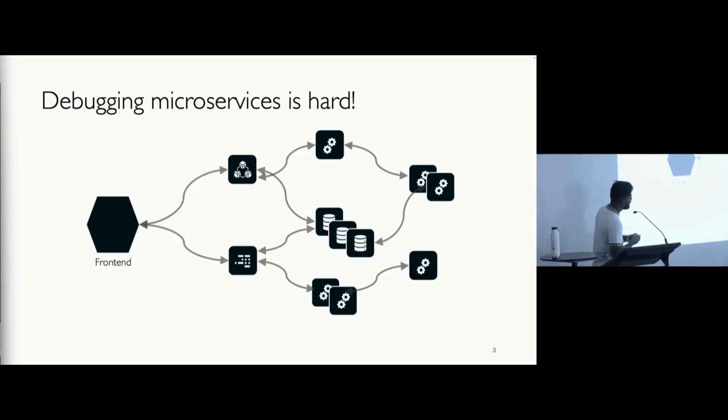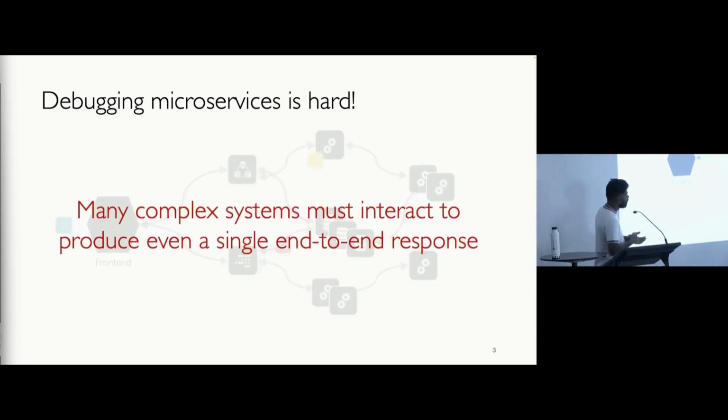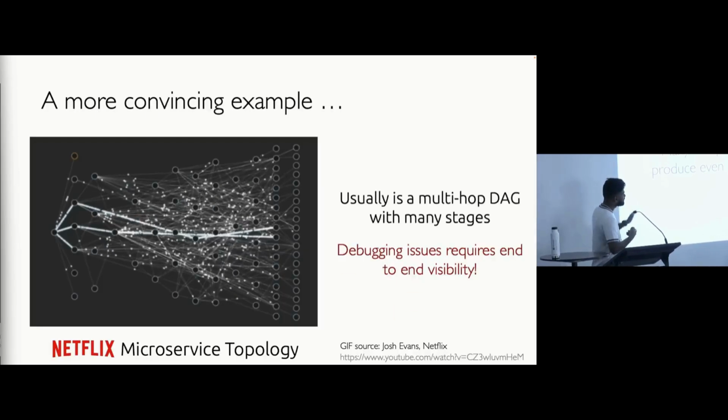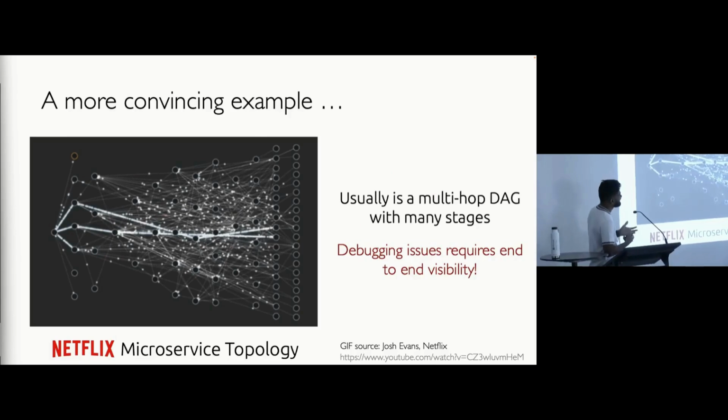Imagine you have a microservice-style system as shown here, where you have a bunch of requests that you want to service. Typically, these requests follow a very convoluted path through the microservices in order to get service. This is usually a nightmare from the point of view of observability, fundamentally because many complex systems must interact to produce even a single end-to-end response. This might seem trivial, but let me show you a more convincing example. This is the Netflix microservice topology, and as you can see, it's usually a multi-hop DAG with many, many stages. So debugging issues for a single request usually requires end-to-end visibility across multiple services in your system.